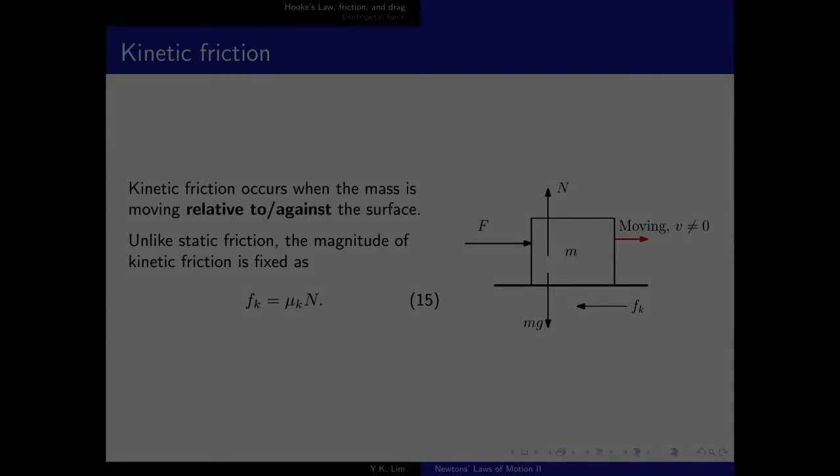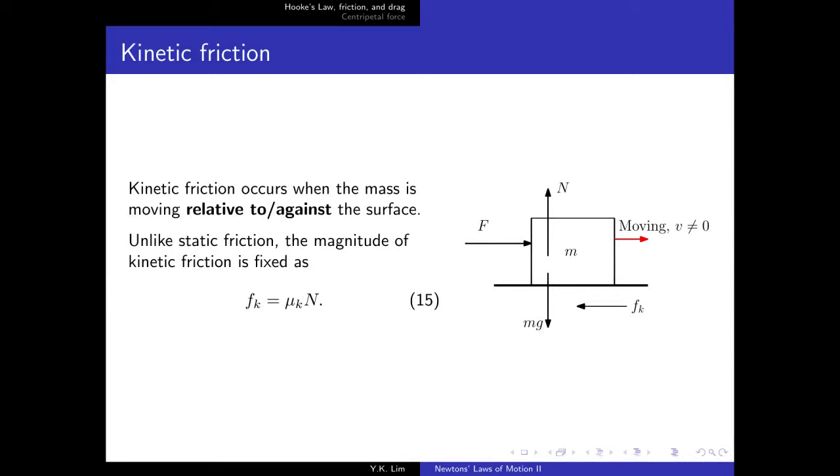Kinetic friction is much easier to understand compared to static friction. It occurs when an object is moving against the surface. Unlike static friction, the magnitude of kinetic friction is fixed. So if we call kinetic friction Fk, it will be equal to mu k times the normal force. The direction of kinetic friction is also fixed. It is always opposite the direction of motion of the object.